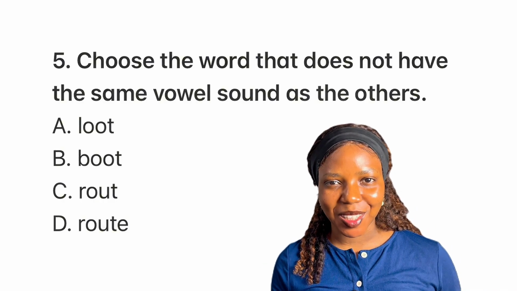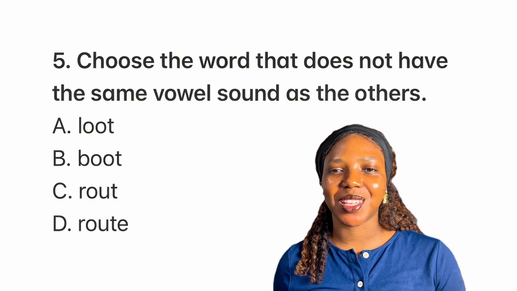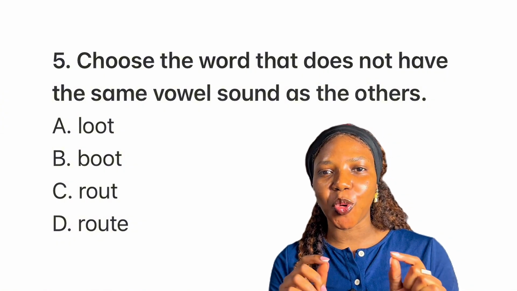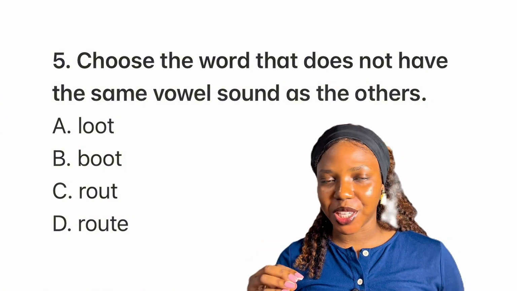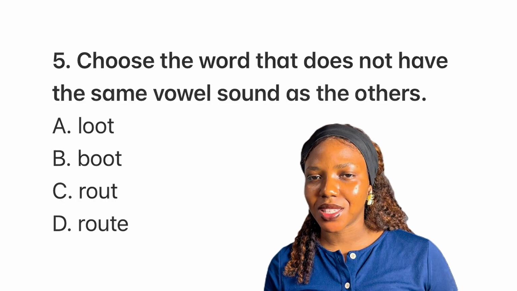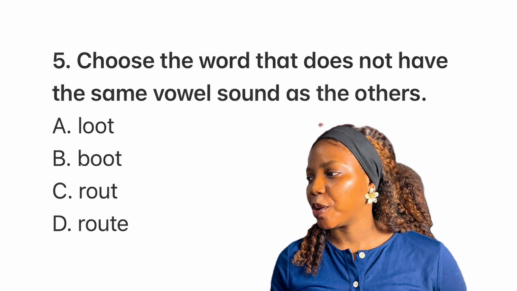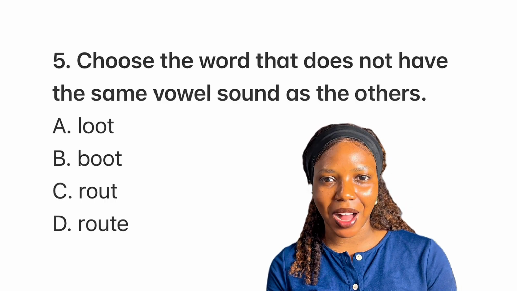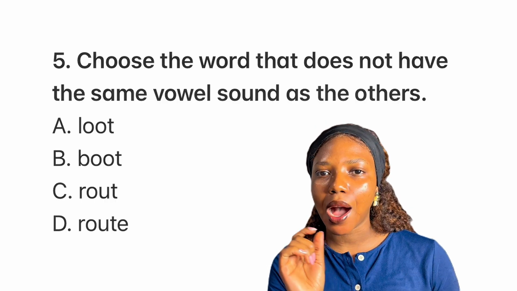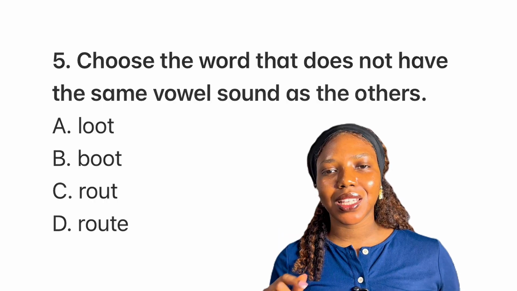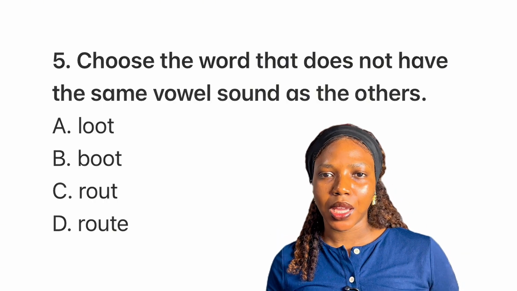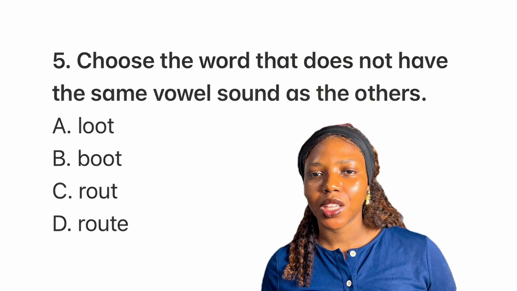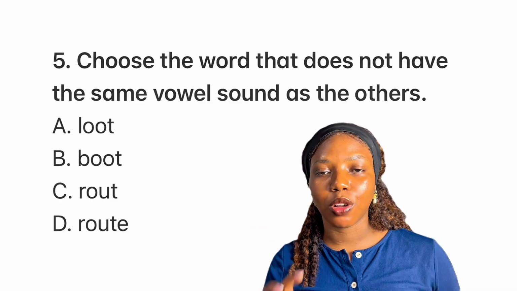Now, option A, the word is loot. Letter O represents the long vowel sound O, right? Option B, boots. Letter O represents the long vowel sound O, right? Option C is route. Okay, OU represents the vowel sound, which is a diphthong ow. Okay, route. And this can function as a verb or a noun. A noun meaning a defeat, and a verb meaning to defeat completely.